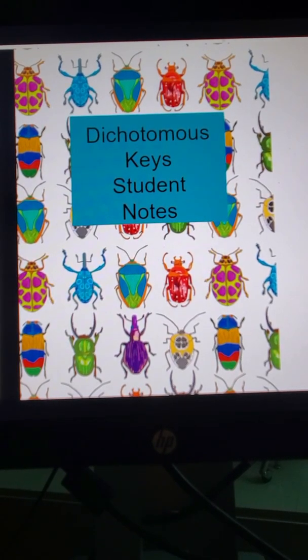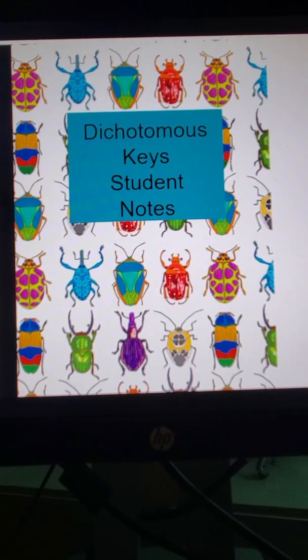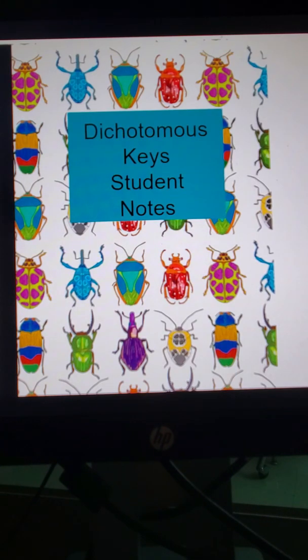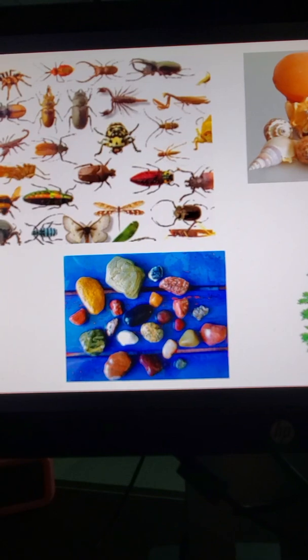Hello, ladies and gentlemen. Today we are going to continue dichotomous keys and wrap up the portion of it that covers being able to identify the leaves and what trees they come from. So we started with our dichotomous key notes, and that's what you'll find in your notebook.